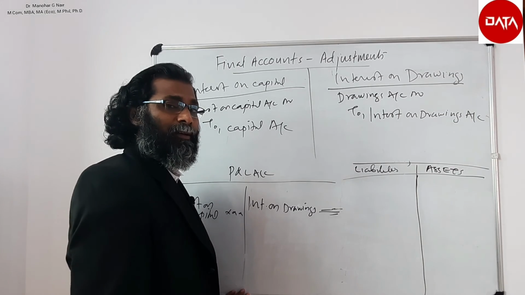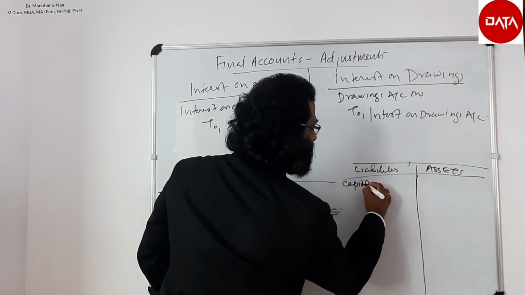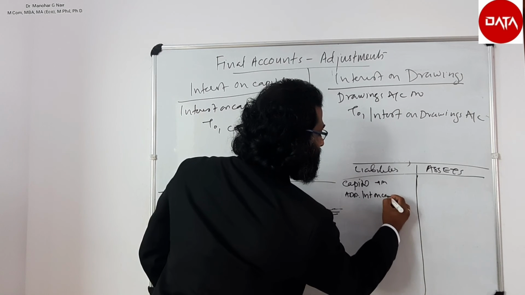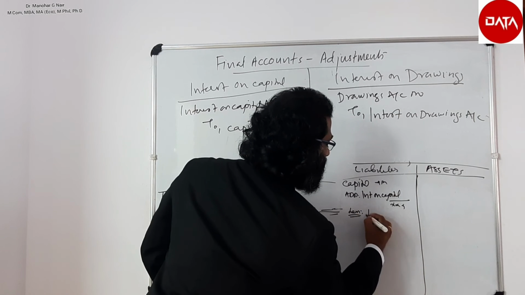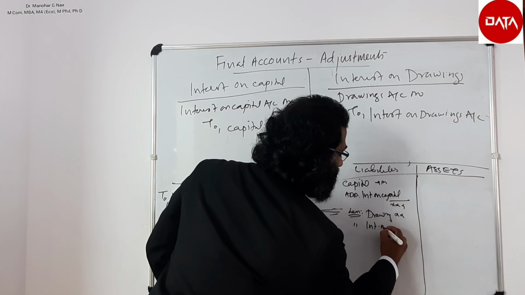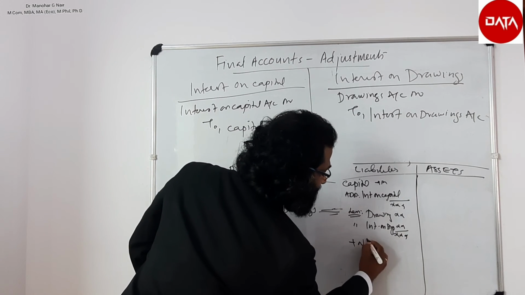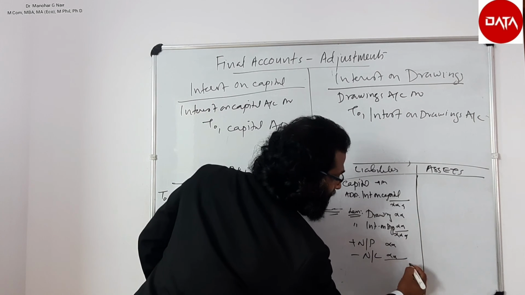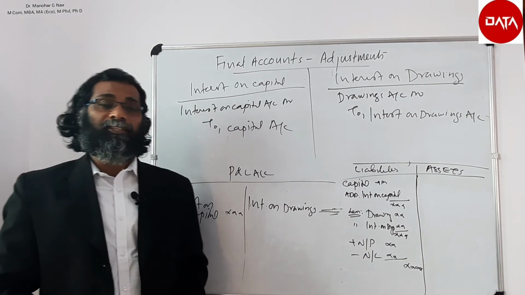So the adjustment with respect to interest on capital in the balance sheet is, first we have to take capital, add interest on capital, then less drawings, then less interest on drawings. Along with that, if net profit is there, that is to be added. If it is net loss, that is to be deducted from the capital. This is the case for a sole trader, a single ownership business.